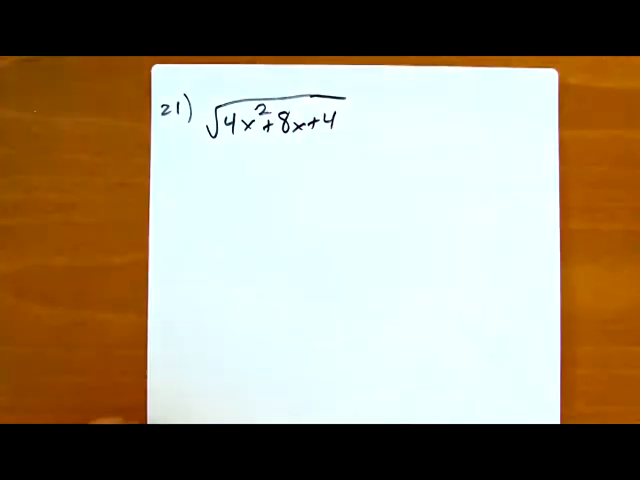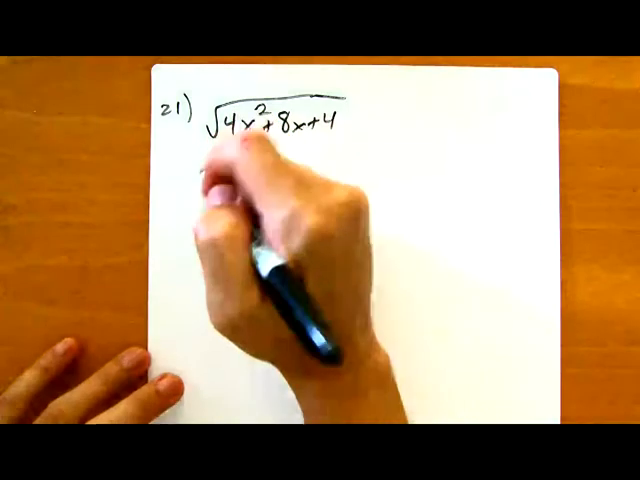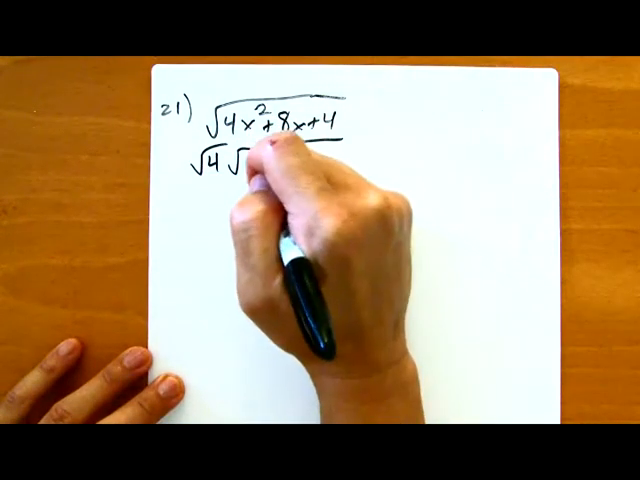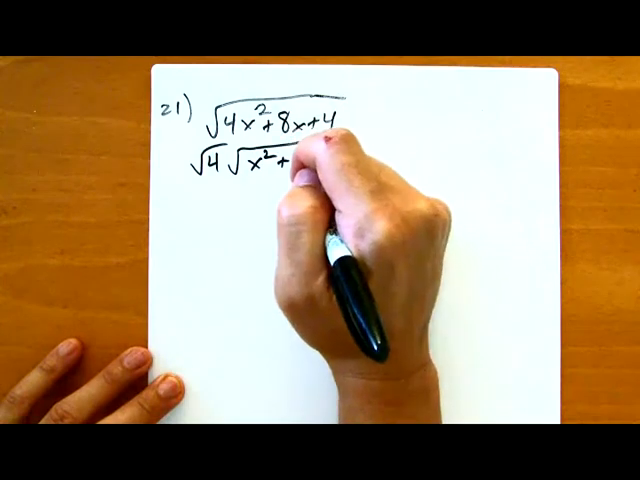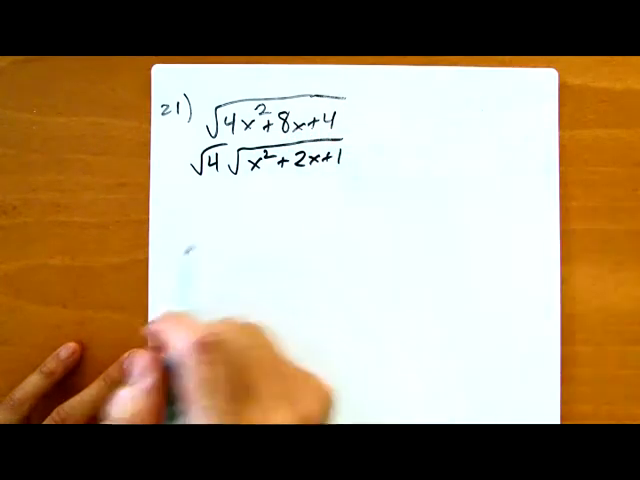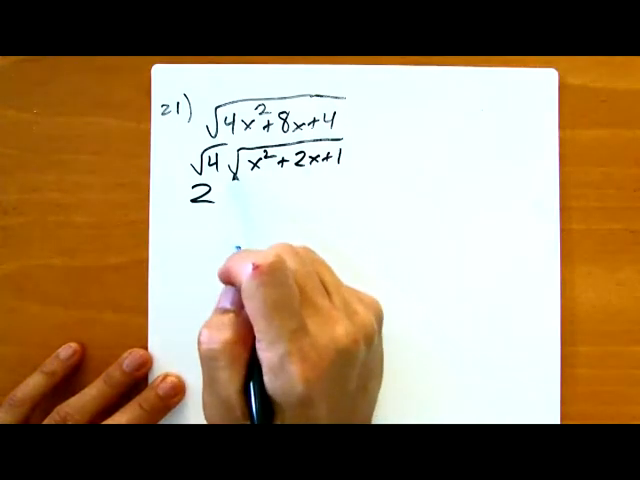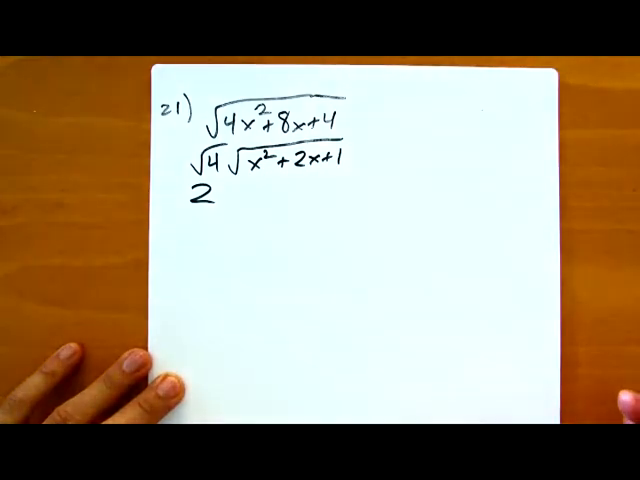Okay, so you can only square root factors. This is all addition, so we should factor it. All the terms have a 4 in common, so I'm going to factor out a 4. That'll leave me with x to the second plus 2x plus 1. I can square root the 4. That's 2. Can we go further with this radical?